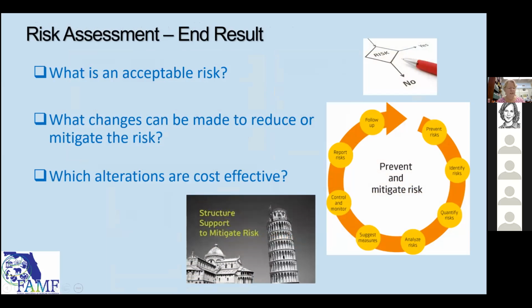The result of a risk assessment is to answer the following questions. What is an acceptable risk? What changes can be made to reduce or mitigate the risk? And which alterations are cost effective? Budgeting for risk management is a balancing act between allocating time and money to policies and procedures that avert bad things, for example, installing a sprinkler system, or providing the staff with training in first aid and emergency response. And then insurance to make up for the ones that happen anyway.